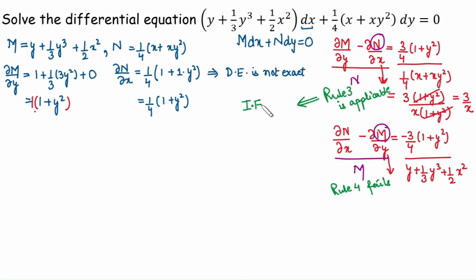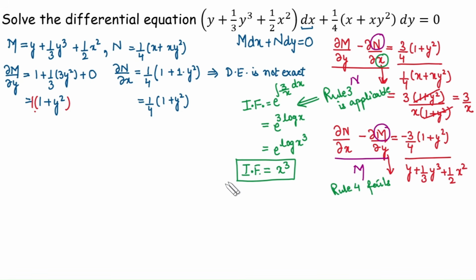The integrating factor is calculated as e raised to power this function with respect to x. That is equal to e raised to power 3 into log of x. That can be further simplified as e raised to power log of x raised to power 3. We can take this 3 as a power of x. That can also be written as x cube. It means in this case, according to rule number 3, the integrating factor is equal to x raised to power 3.